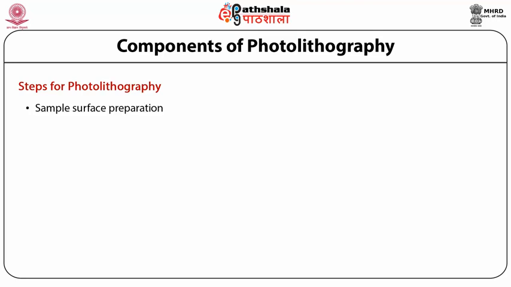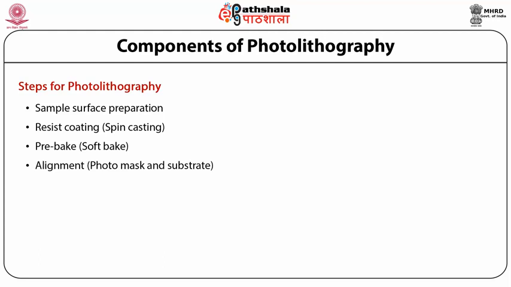First, the sample surface preparation. Second, the resist coating using spin coating technique. Third, pre-bake techniques to soft bake. Then align the photo mask and substrate. Then exposure of the light. Then it goes to post bake or hard bake.